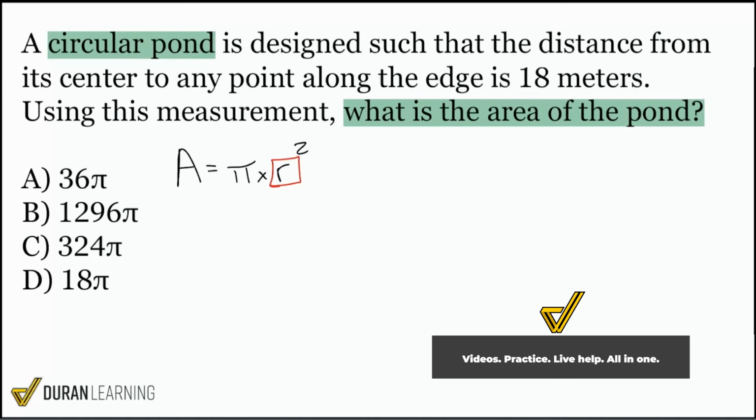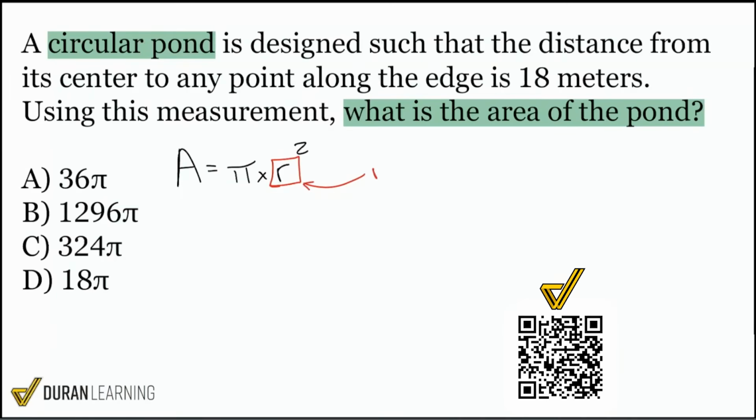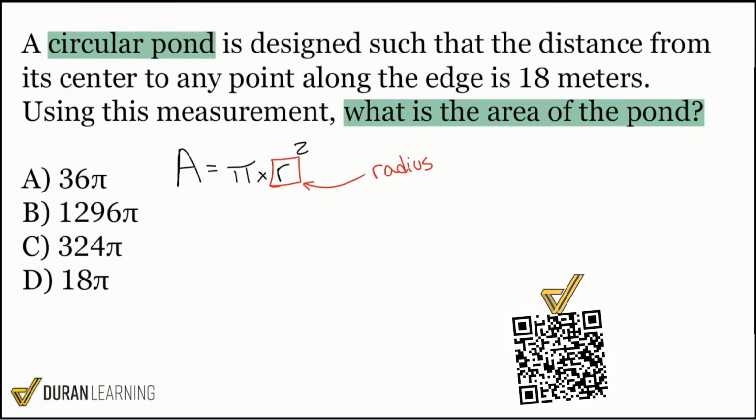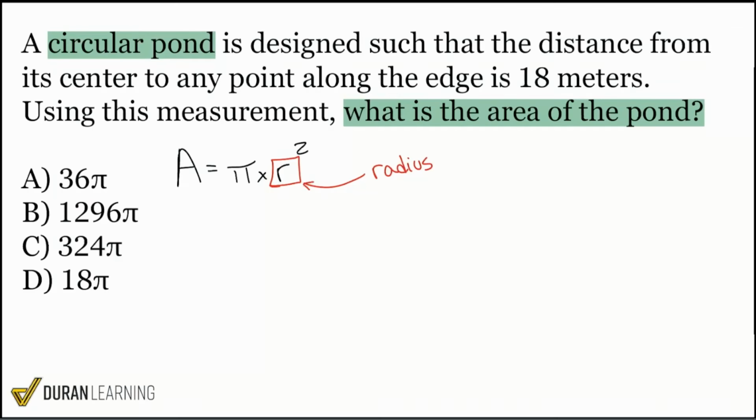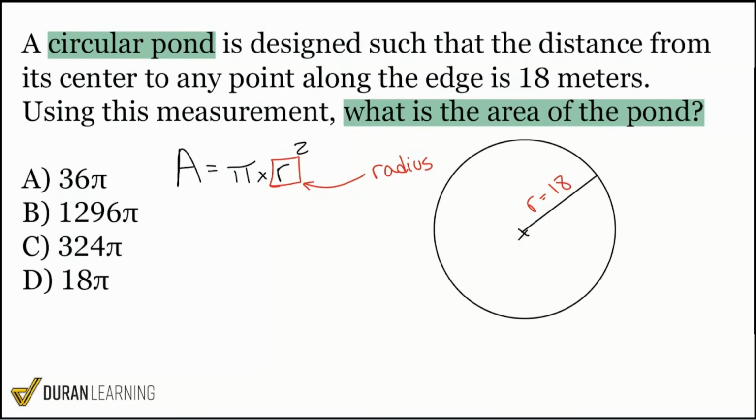So what we know we need to solve this problem, because again, we're trying to get to the area, the one thing I know I'm going to need is the radius. If I can get that, then I'm good. So let's read here. Don't assume it's the radius, but verify. And if not, then work towards it. So the pond is designed such that the distance from its center to any point along its edge is 18 meters. Okay, so what does that tell me? When we think about the center to any point along its edge, that screams to me, that's radius. We are given the radius, and that's how I can verify that that's radius and not diameter.